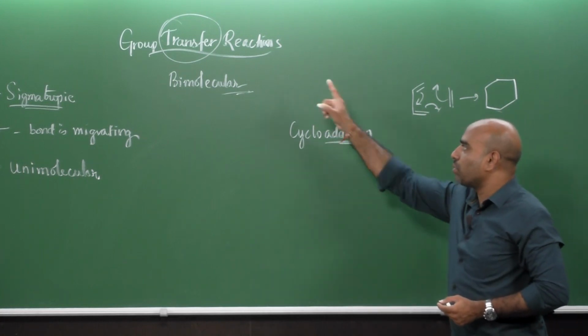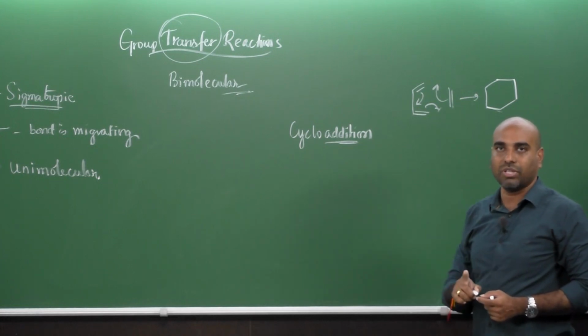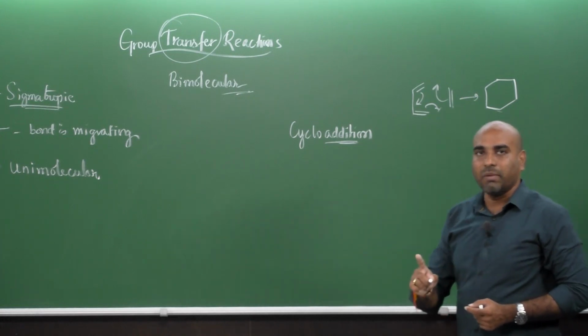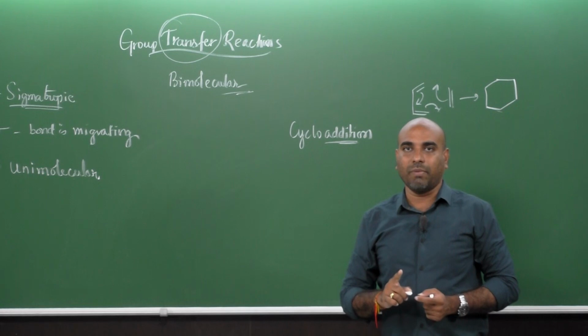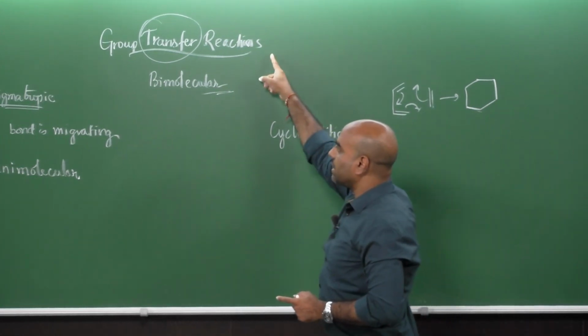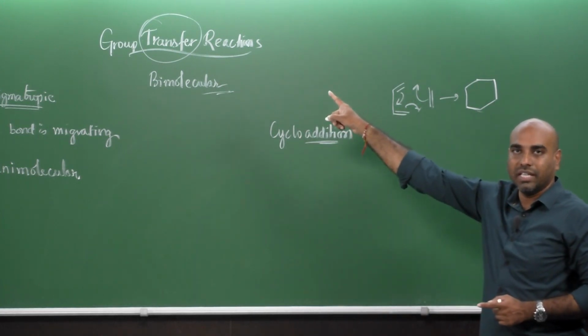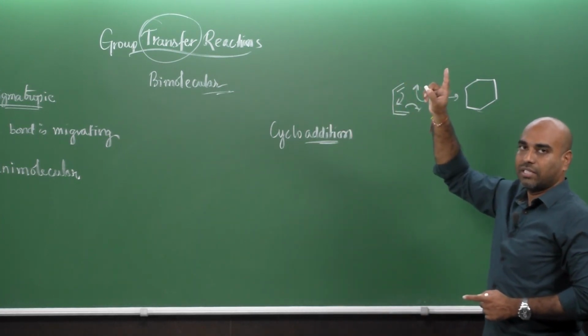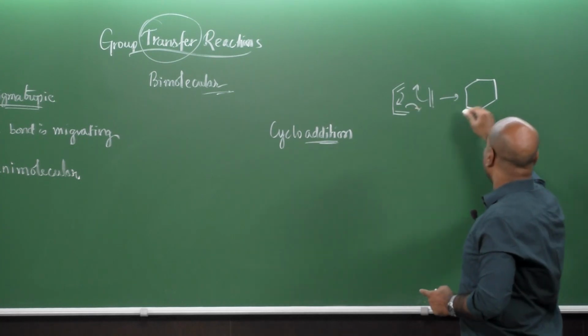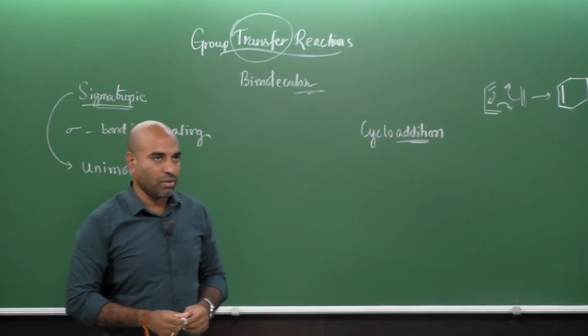Here in the case of group transfer reactions, though a cyclic transition state is observed and one of the pi bonds is getting converted into a sigma bond, you will never see the cyclic product. You cannot see the cyclic product formed between two individuals participating in the group transfer reactions. Okay, so that is the case. So this is also not exactly similar to that of the cycloaddition reactions.